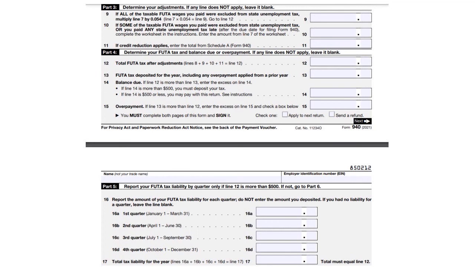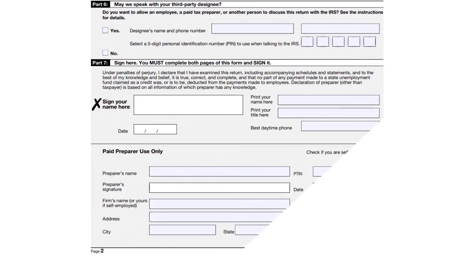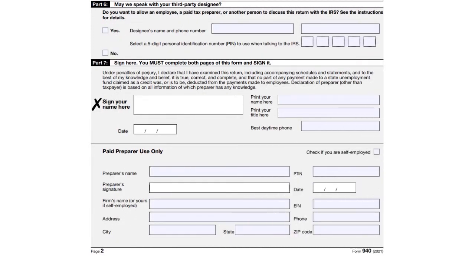On part 5, you mention your tax liability by quarter. In part 6 here on the screen, if you have a third-party designee, this could be your payroll processing company, then the IRS wants to have authorization from you to contact them directly. And on part 7, you sign your name, and you also let the IRS know the best time to contact you should they want to contact you. So the deadline for filing Form 940 is January 31st.